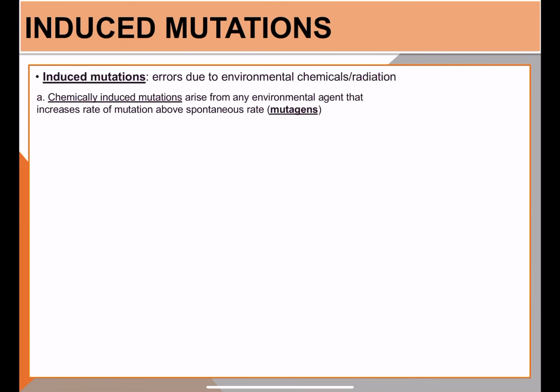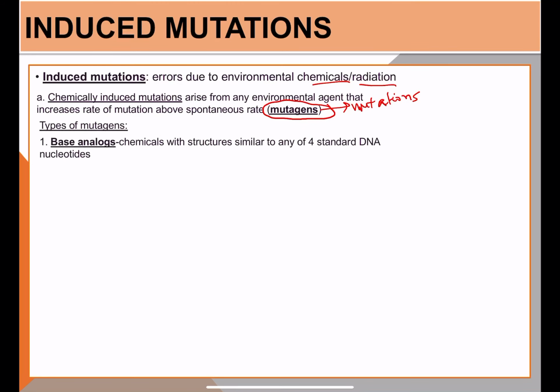Okay, so the other way that mutations can arise, other than spontaneous, is induced mutation. So induced mutation means DNA lesions are introduced either through chemicals or radiation in the environment. So these are stuff we can try our best to avoid and try our best to control. Those chemicals that increase the likelihood of mutations are usually called mutagens because they cause mutations. Okay, so that's why we call them mutagens. Now there are a couple different types of mutagens that exist.